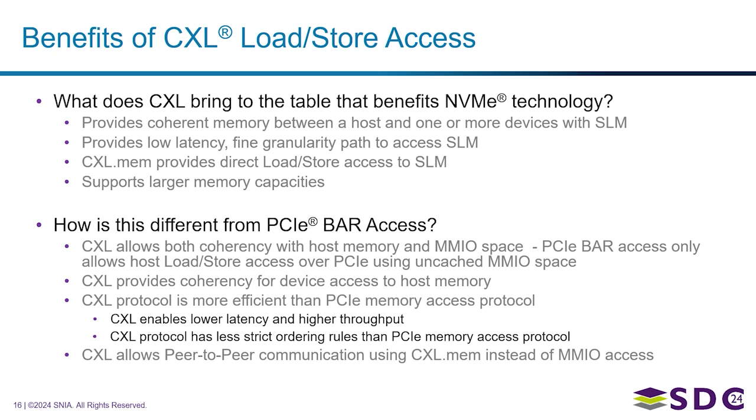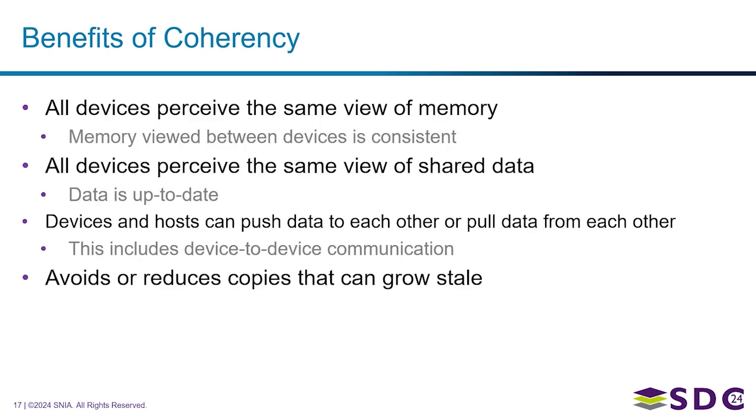I know we've talked about coherency a lot, and I think many of us are probably familiar with that, but we put together this slide to just level set on what coherency is, so that we're all on the same page. What are the benefits that it provides? And this is true not just of CXL, but anything that's coherent. All devices perceive the same view of memory, so the memory between them is consistent. All devices perceive the same view of shared data, so the data is up to date.